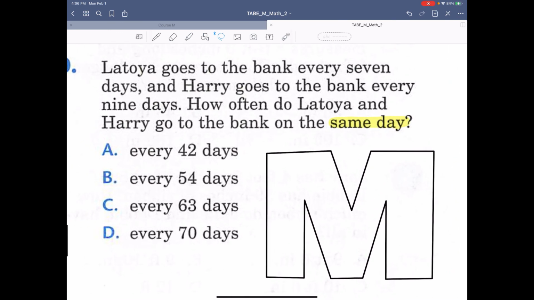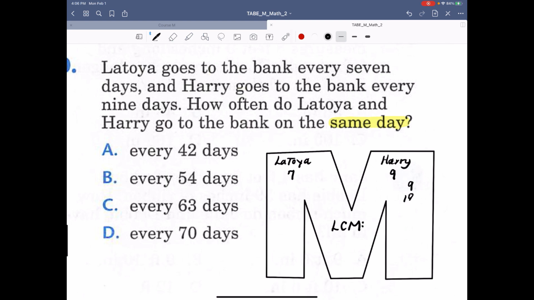So let's put LaToya on one side, and Harry on the other side. LaToya goes every 7 days and Harry goes every 9 days. And we want to know the least amount of time it will take for them to meet.